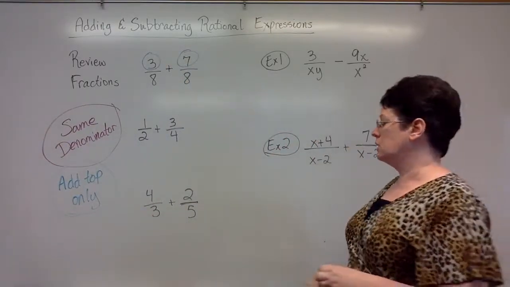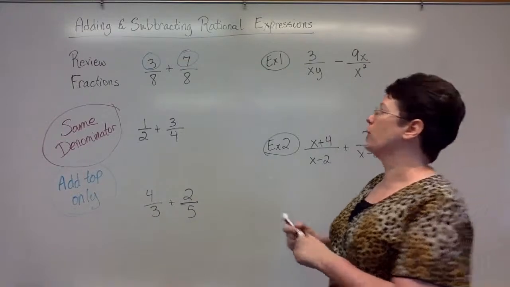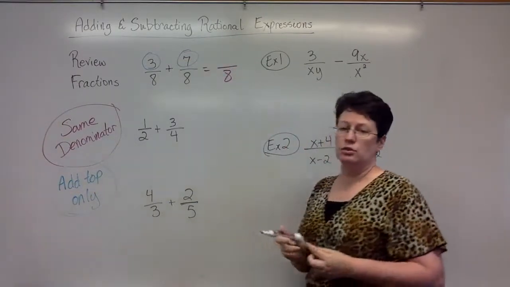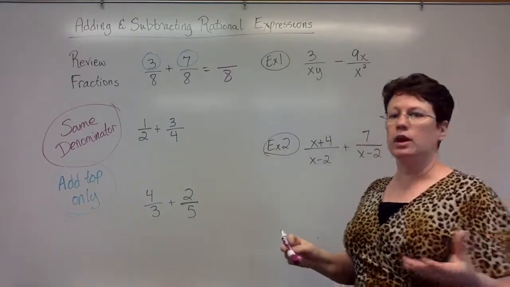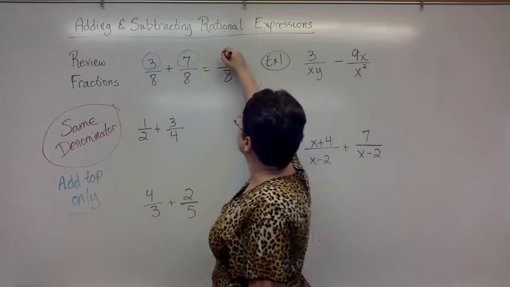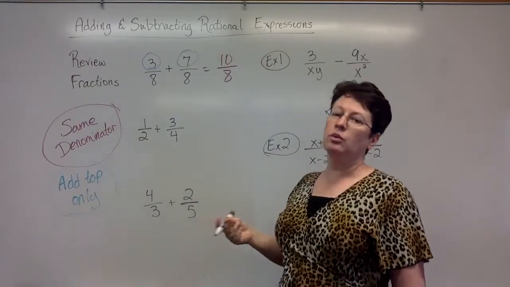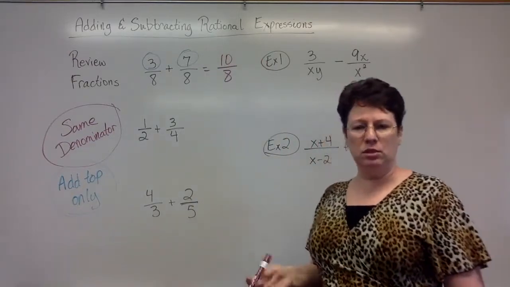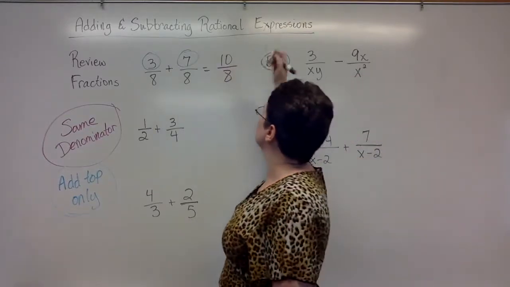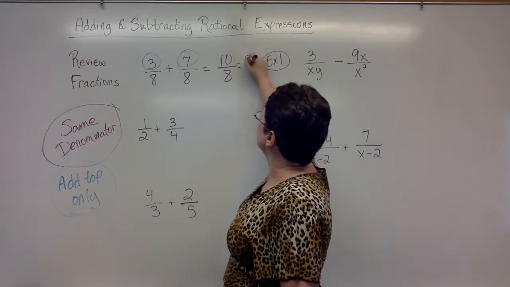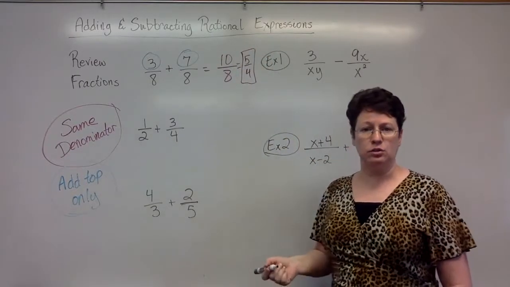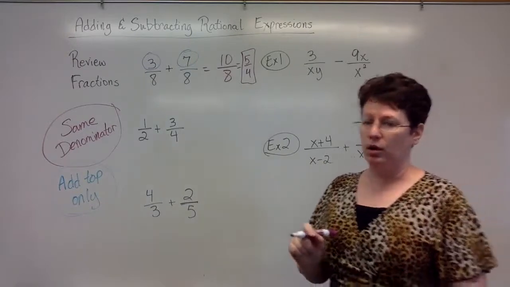Now on the first one, the denominators match. They're both an 8. So I could actually go ahead and write part of my answer down. It's an 8. Now on top, 3 plus 7 is 10. Now here's the other thing. We always need to simplify. Can we reduce 10 divided by 8? Yes, we can. Both numbers are divisible by 2, so this would give us 5 over 4. That would be the correct answer, or the simplified answer.